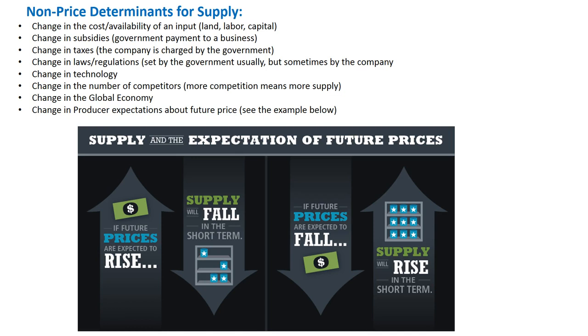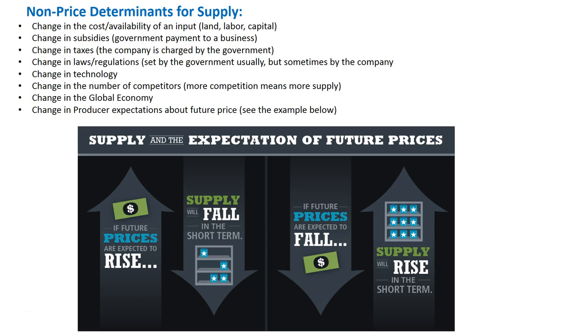Especially cost or availability of an input, that's talking about land, labor, capital. Subsidy, which is a government payment to a business. A change in taxes, so if you have to pay more in taxes, you're going to supply less. If there's a change in the law or a regulation that you as a business have to follow, usually set by the government, but sometimes the company can change its own way of doing things. A change in technology. Better technology will increase supply. If your technology breaks and you have less technology, it'll decrease it.